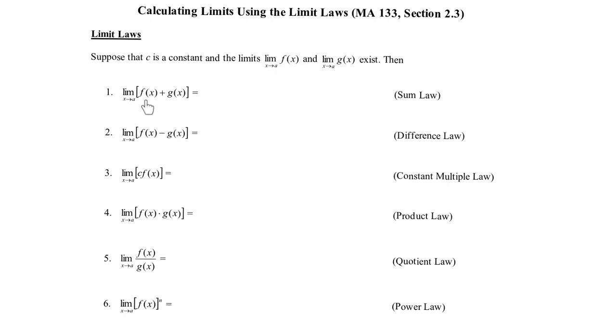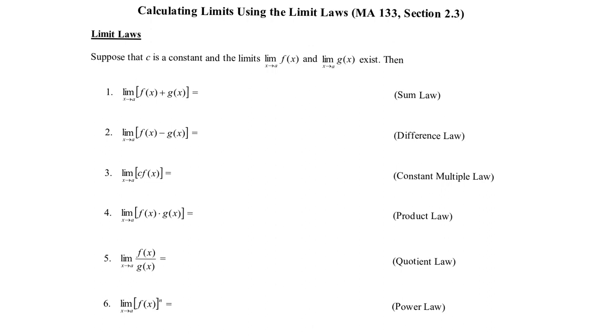But let's take a look here, and what we've got is, first of all, c is a constant. So wherever you see c here, c is a constant, like 3 or 5. That's not a variable. And the limit as x approaches a of f of x, and the limit as x approaches a of g of x both exist.